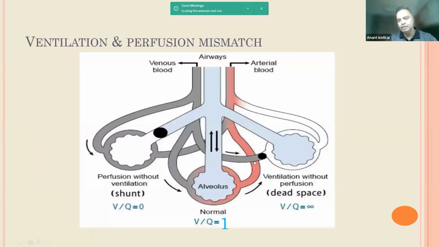This is our routine diagram of ventilation and perfusion. This central alveolus is well ventilated and well perfused. So their ventilation perfusion is matching properly. But in another one here, the alveolus is blocked. So that means it's not ventilated properly, but perfused well. So the ventilation perfusion is going to be a mismatch here. In the third alveolus, it is ventilated, but it is not properly perfused. So this is dead space ventilation. So here also the ventilation perfusion is not matching.